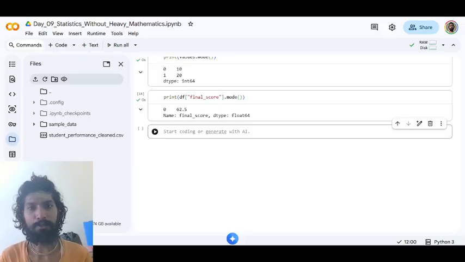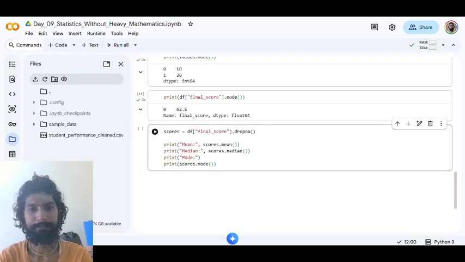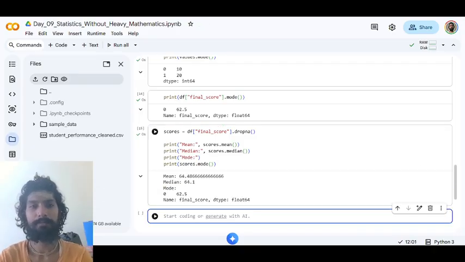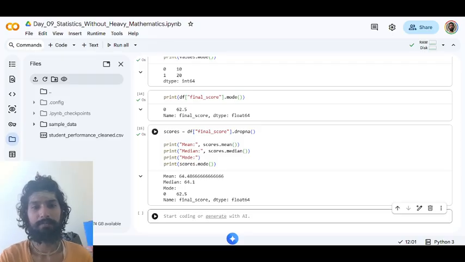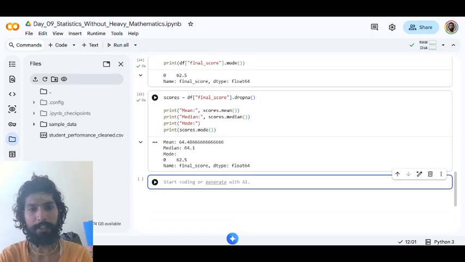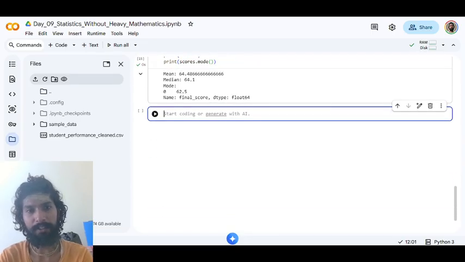Let us compare all three values together. Before running the cell, ask yourself: do you expect the mean and median to be exactly equal? They may be close, but they do not have to be equal. Now run the cell. Your exact values will depend on the dataset. So our output looks like this. Mean is 64.487, median is 64.1, and mode is 62.5.